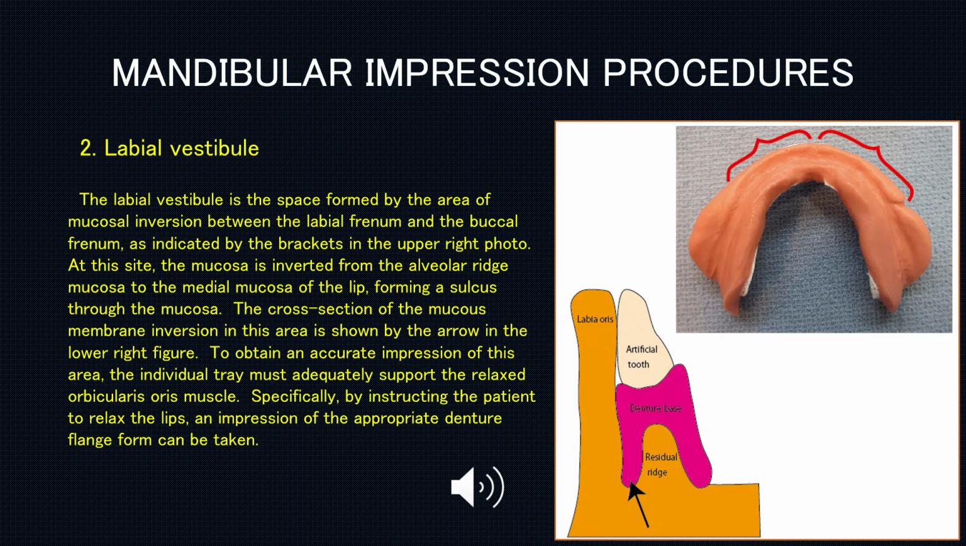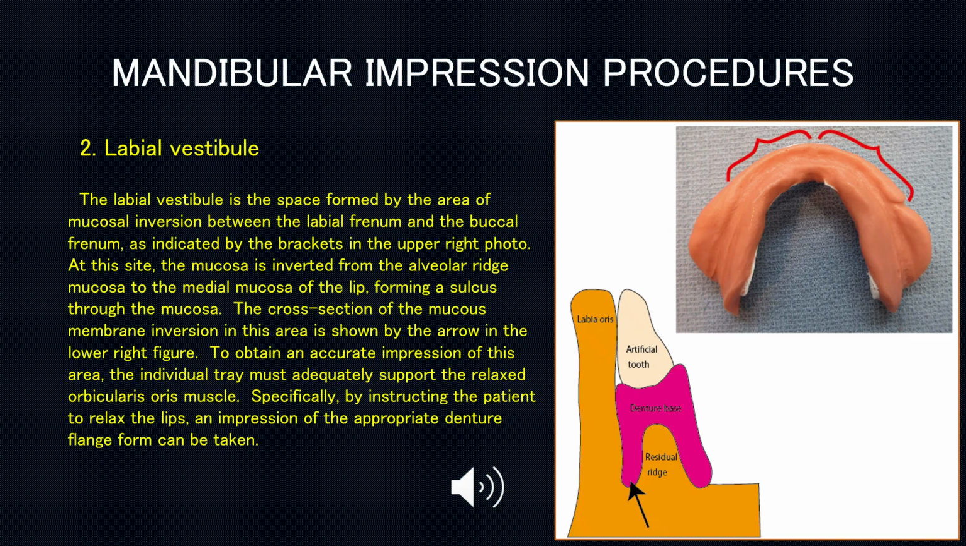Two. Labial vestibule. The labial vestibule is the space formed by the area of mucosal inversion between the labial frenum and the buccal frenum, as indicated by the brackets in the upper right photo. At this site, the mucosa is inverted from the alveolar ridge mucosa to the medial mucosa of the lip, forming a sulcus through the mucosa.